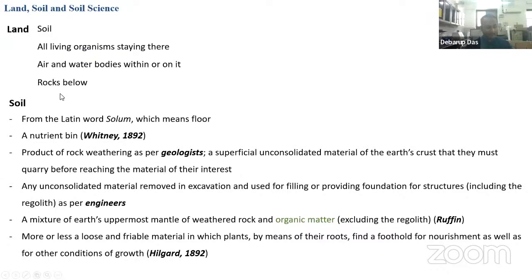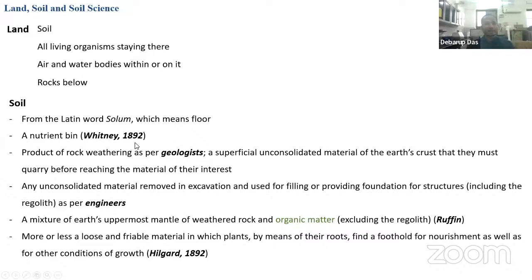Whereas soil is a part of land, a very important part with respect to agriculture and many other things. Now, soil has been defined by different experts differently. Geologists have defined soil in some terms. Engineers have defined it in other terms. Pedologists have defined it in other terms. Agriculturalists, we have another agenda for soil. So, based on the use of the soil, humans have defined it as per their own requirement. Initially, the term soil comes from the Latin word solum, which means floor.